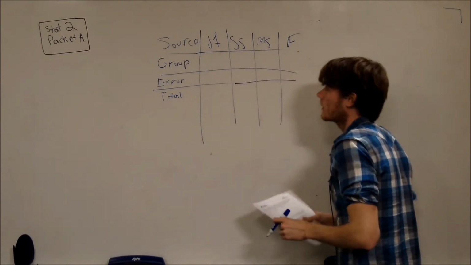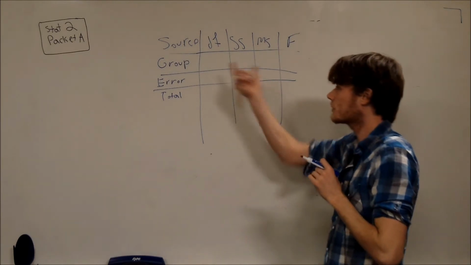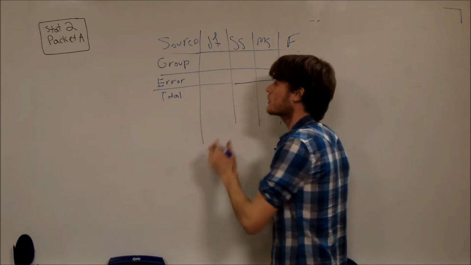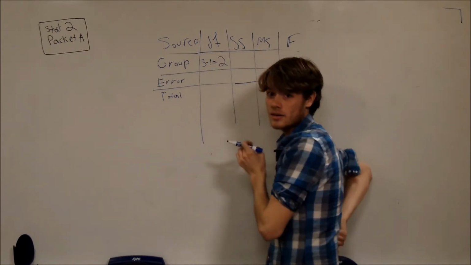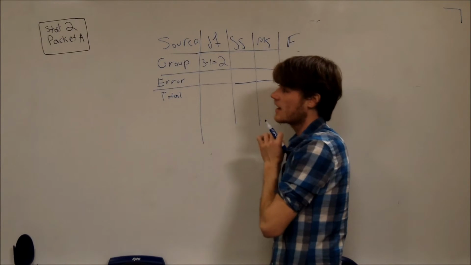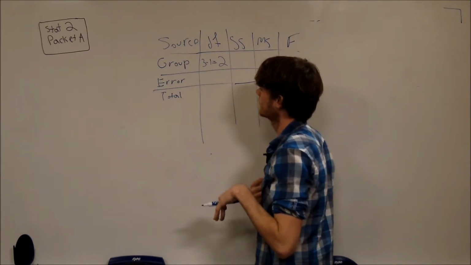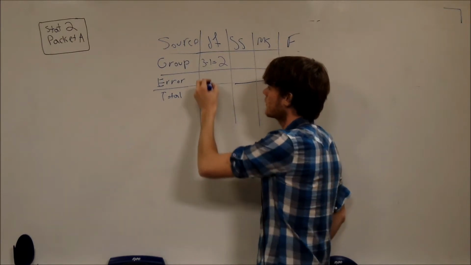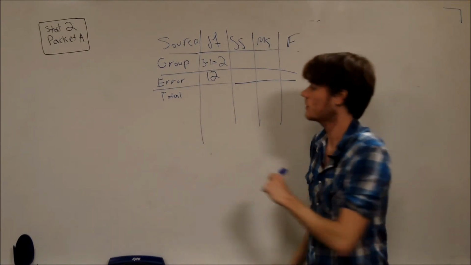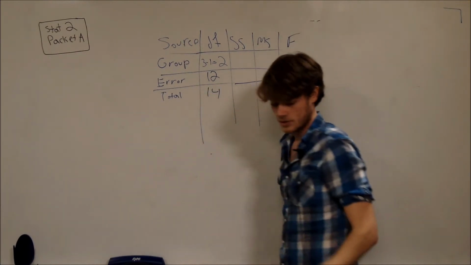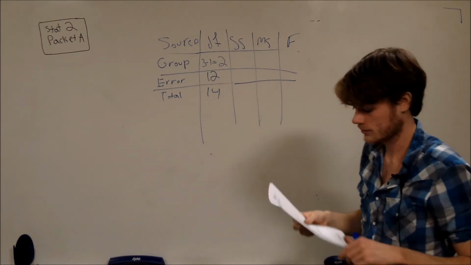Now, we know the degrees of freedom for groups is just G minus 1. We have 3 groups, so it's 3 minus 1 equals 2. The error degrees of freedom, DFE, is N minus G, so 15 minus 3 is 12. And you know that SSG and SSE always add up to SS total, so that's a way to check yourself. If those don't add up, then you've done something wrong.